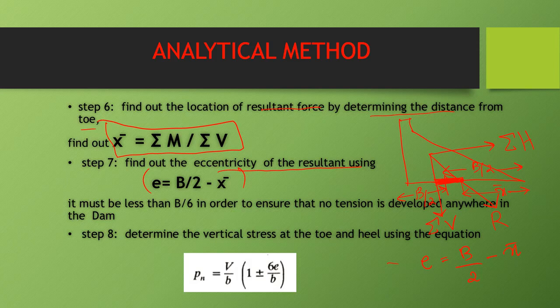Now it must be less than b by 6 in order to ensure that no tension is developed anywhere in the dam. Now step 8, we have to determine the vertical stress at toe and heel using the equation of vertical stress, that is p_n equal to V by B into (1 plus or minus 6e by B).